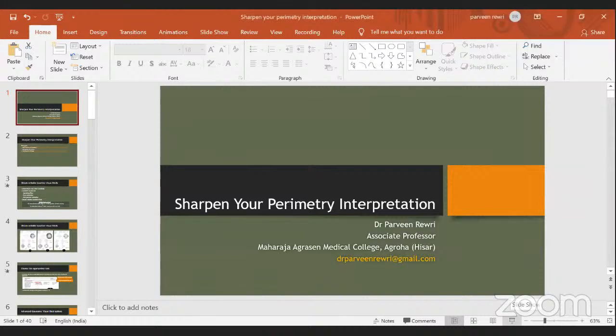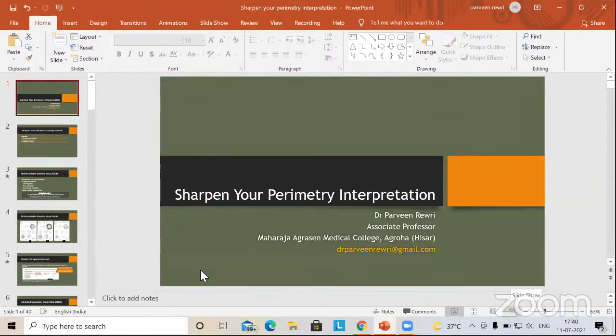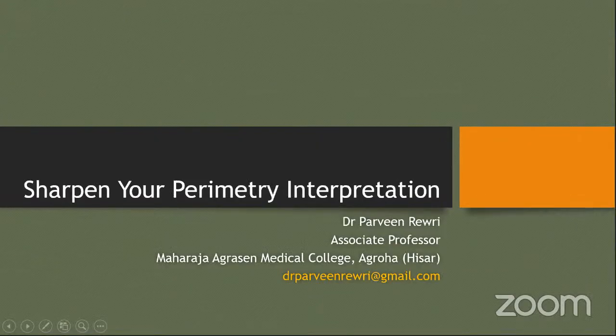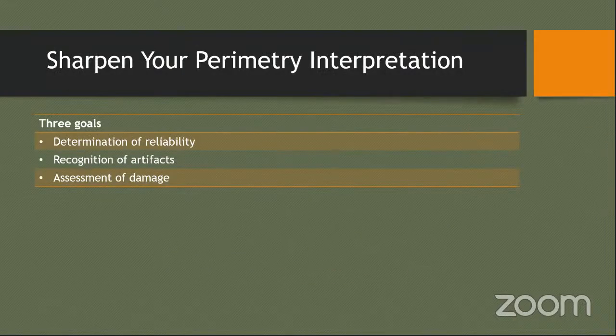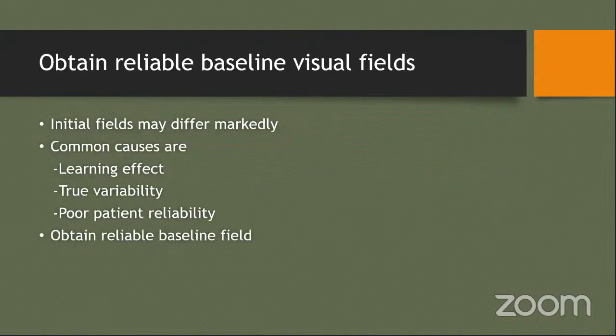Absolutely. Okay. So I'll be talking about perimetry interpretation. And at the outset, I thank GSI and SOFS for giving this opportunity. In perimetry interpretation, we have three goals: that whatever we are doing is reliable and free of artifacts, so that a repeatable assessment of the visual fields can be done. To achieve this goal, initial fields tend to be abnormal due to several reasons, from learning effect to poor patient reliability. The first thing is to obtain a reliable and reproducible base field.